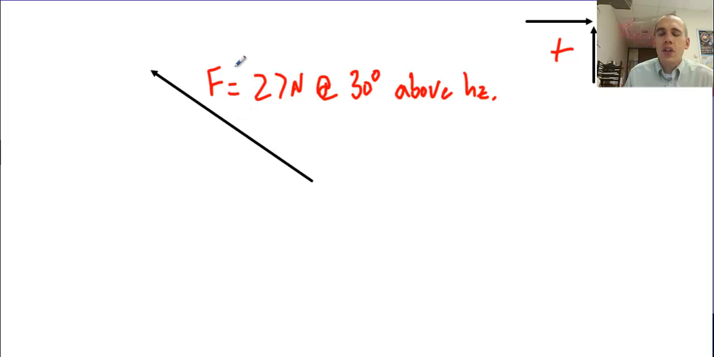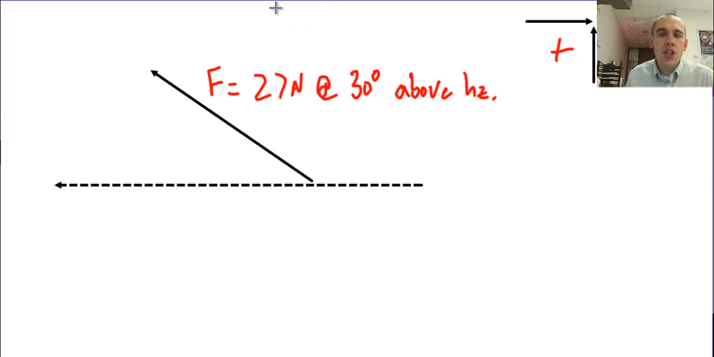Okay, well, that's fine, and so I'm going to put in my line that's horizontal. I'm just going to draw in a dashed line, and what I get is, well, which angle is 30 degrees? Well, it's this angle. This angle is 30 degrees because this is above horizontal. If I wanted to know that angle, there's 180 degrees in a line, so this angle is 150 degrees. So you could also say that this is 27 newtons at 150 degrees.